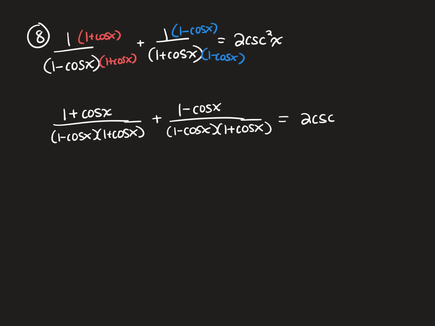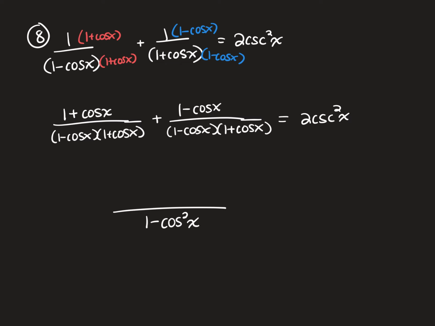All right, next up, I want to combine my two fractions. So I get one big fraction. In our denominator, hopefully you're recognizing that is a difference of squares. So using a difference of squares, we could multiply that out to get 1 minus cosine squared. I'm going to go ahead and do that. Might be useful. In the numerator, I need to add like terms.